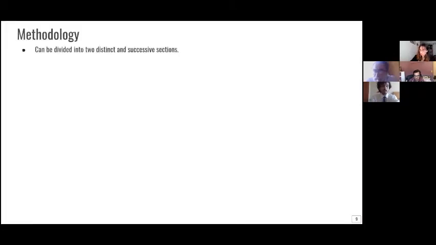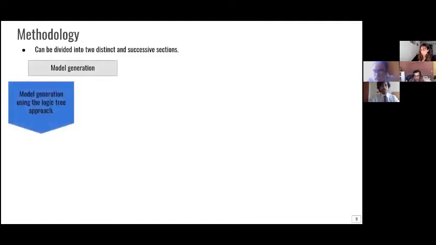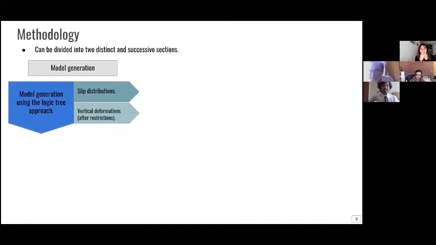Now, I'm going to talk about the methodology of this study. This methodology can be divided into 2 distinct and successive sections. The first one is the model generation, using the logic tree approach. We start with the generation of slip distributions, and then these slip distributions are filtered using empirical relations, and with the remaining models, we compute the vertical deformations using the Okada 1985 solution.